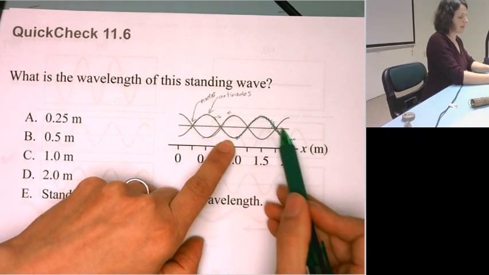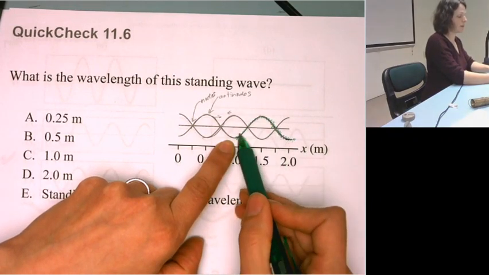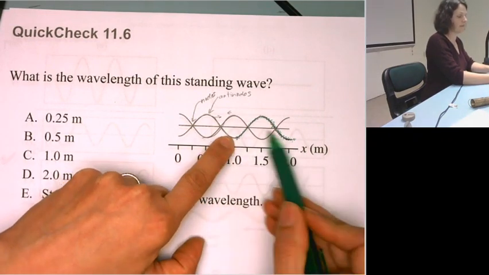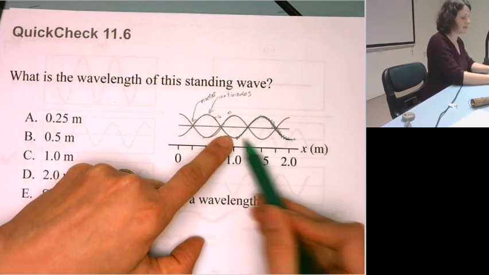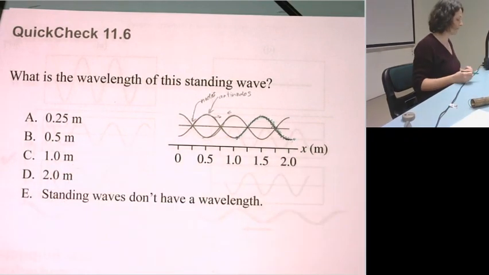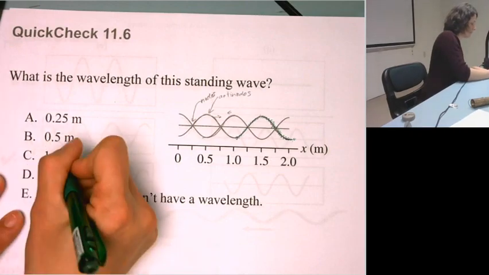So now this is the full wavelength of one wave, right? It starts in a trough and it ends in a trough. And we have 1 meter distance from here to here. Okay, so we'll circle that one.